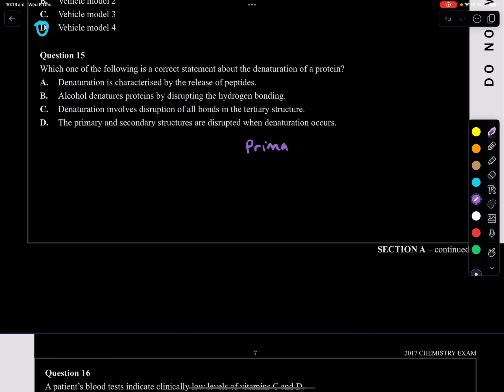The primary structure has peptides. For example, these are all amino acids, and these are all peptides. So they're pretty much saying the disruption of the primary structure, which is not denaturation. Denaturation only happens for secondary, tertiary, and quaternary. Next question. Alcohol denatures proteins by disrupting their hydrogen bonding.